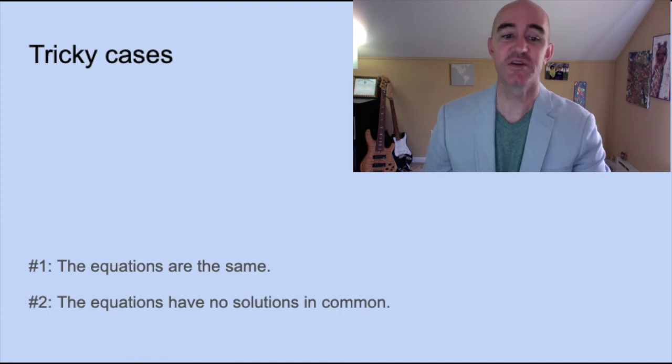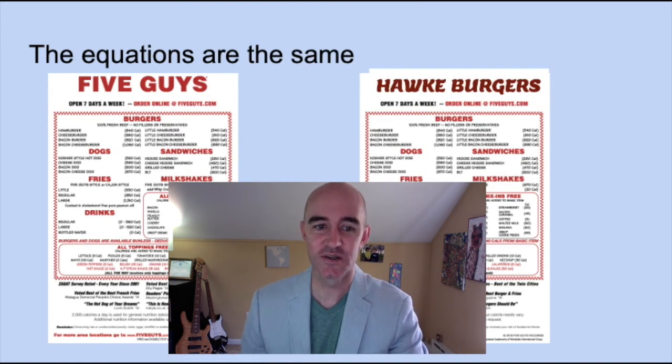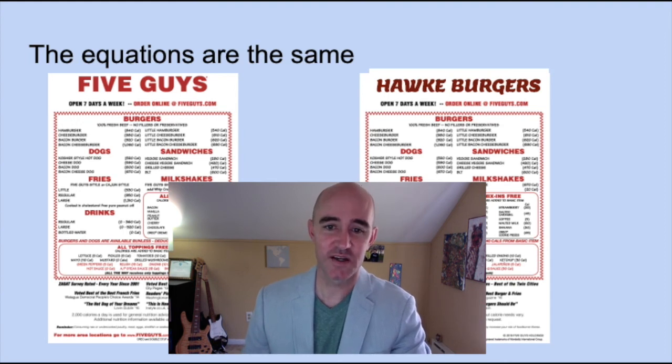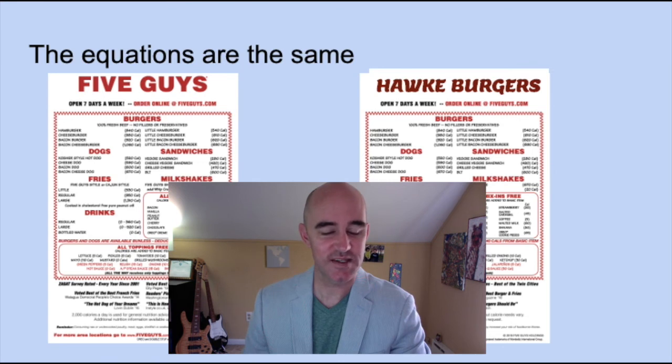So the first case, where the two equations are the same, it's like they're trying to trick you. If I show you these two menus, the Five Guys menu on the left and the new restaurant I'm opening, Hawk Burgers, on the right, you might say, wait a second, that's exactly the same menu. They have all the same solutions. That's true. Everything's exactly the same. All of the solutions are the same.